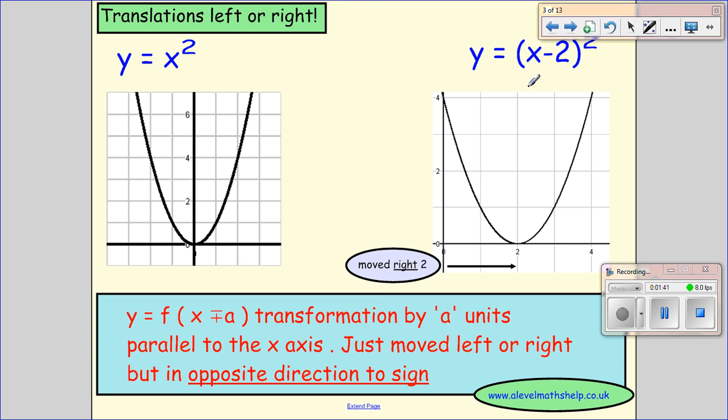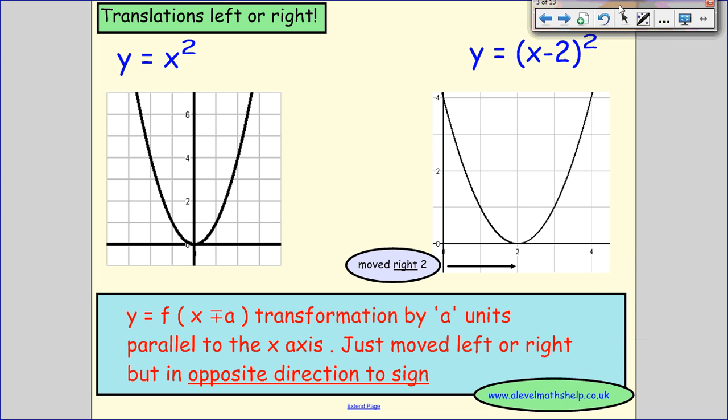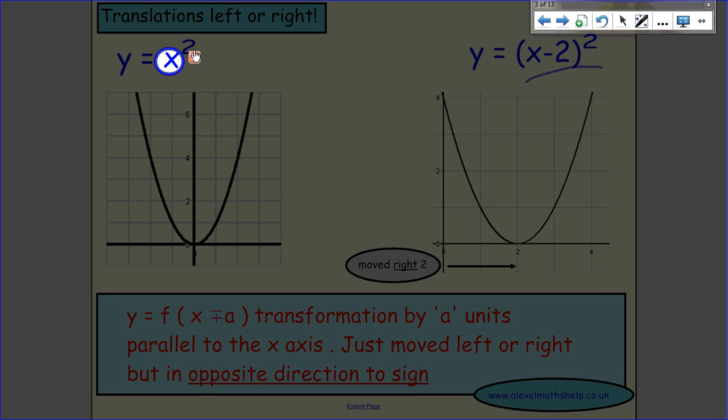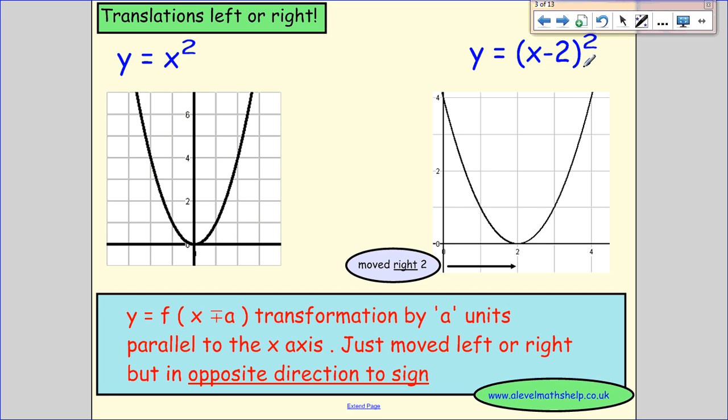So this time we have our transformation inside our function. So we're going to change the x. This time we're going to make the x 2 smaller, so we have to work out what that does. Say we had x equals 3 here, what value of x would I need over here to get the same answer? Well, I'd need all of that there to equal 3. So my x would now be 5. So my x would be 2 bigger.